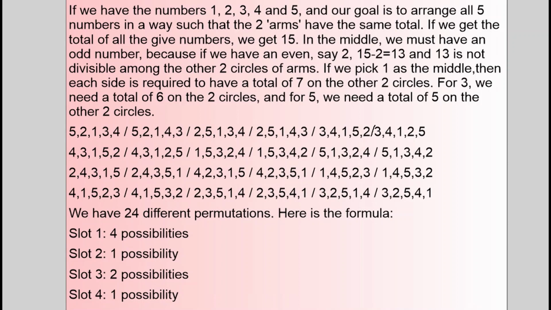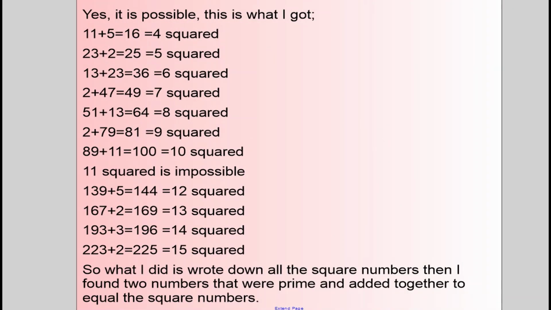So if we pick 1 as the middle number, then each side is required to have a total of 7. If we have 3, then we need a total of 6 on either side. If we have 5, we have 5 on either side. So just to explain how these numbers are laid out, 5 and 2 are in the top 2 on the left-hand side, 1 is in the middle, and then 3 and 4 are going on the other side. So those are all the possible ways in which you could have had the Magic V laid out. And then for the 2 prime numbers added together, yes, it is possible, and this is what I've got. So those are all of the numbers up to 15 squared.